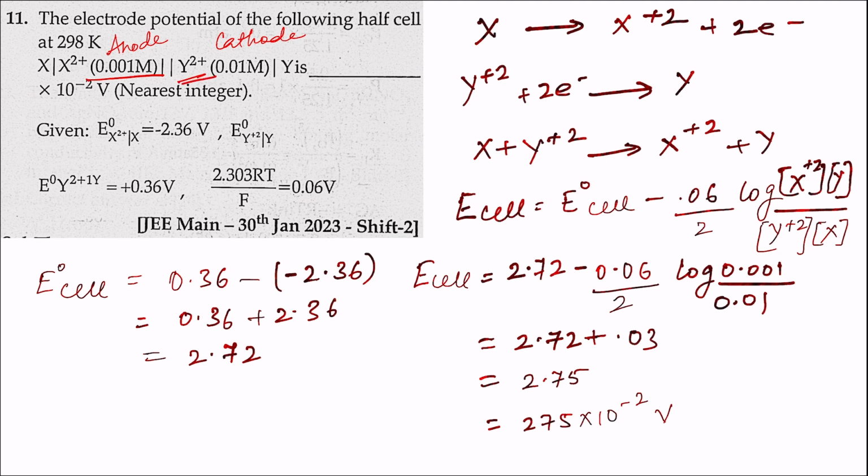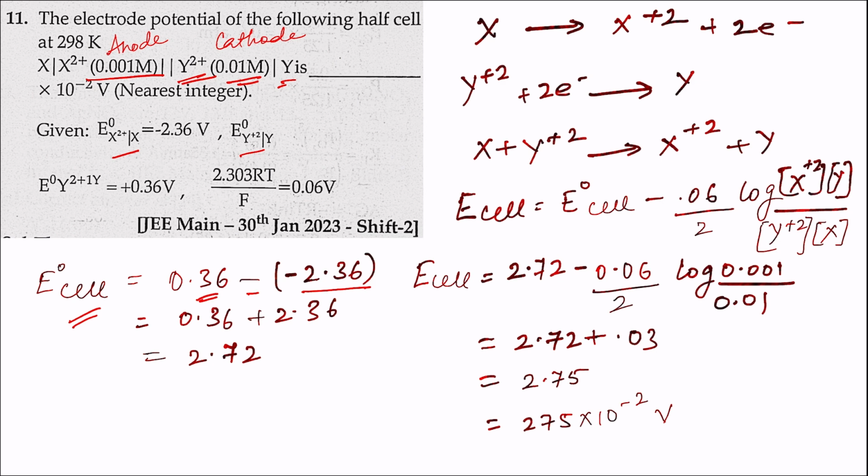Y2 plus ion is changing into Y. Concentration of Y2 plus ion is 0.01 moles per liter. E cell you have to find out. Standard reduction potential values of X and Y are given. E naught cell will be equal to E cathode minus E anode.